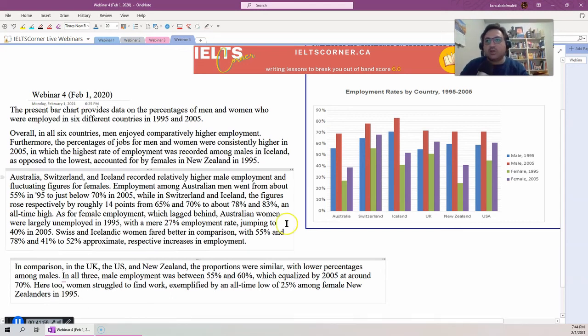Okay, so I'm talking about this number here. You can see that here, this number is the all-time low. So that's what I talked about here. Women struggle to find work, exemplified, and you can see this is a phrase, by an all-time low, and this is a compound adjective, that's why it has the hyphen, of 25% among female New Zealanders in 1995, and that's the nationality. We use ER to create nationality out of New Zealand.